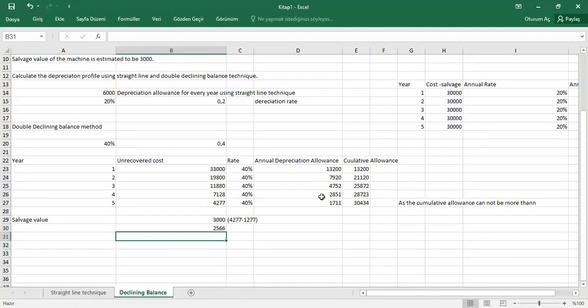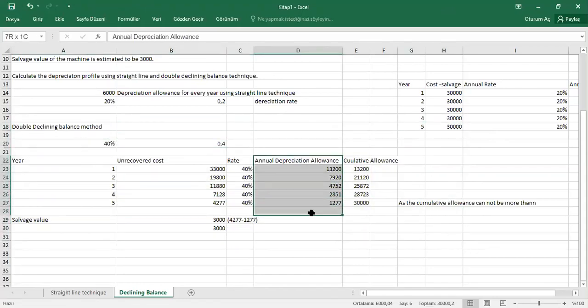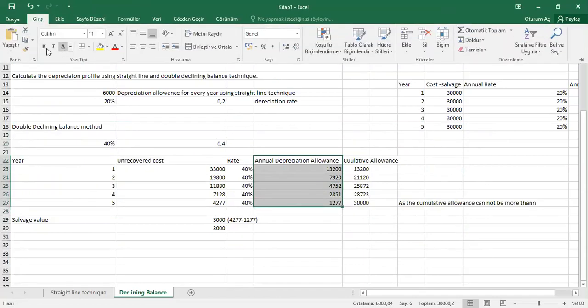So that's why we change here and say, okay, it's not possible that we can exceed the cumulative allowance of $3,000 for us, so that we are going to arrange here our annual depreciation for the fifth year by making it $1,277. Okay, and this is called the double declining balance method, where we are finding the annual depreciation allowance. Okay, so let me make it like that.